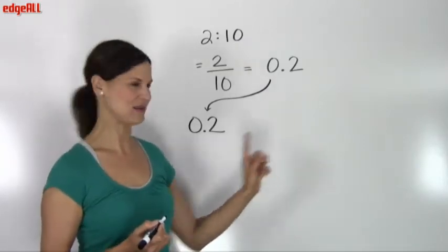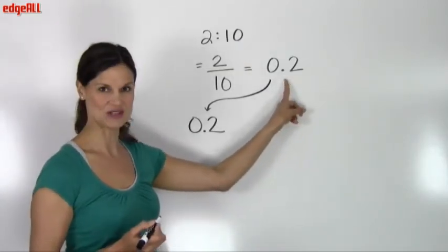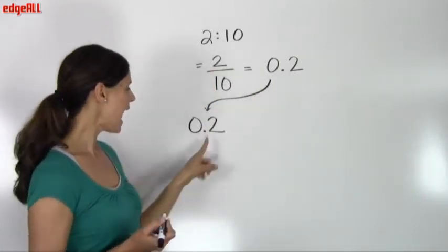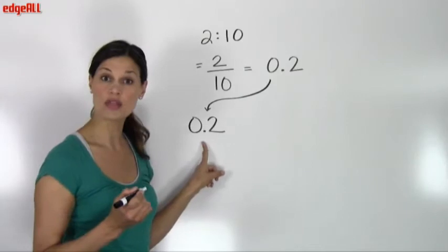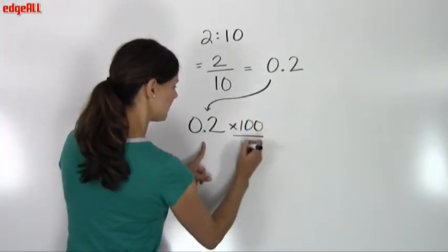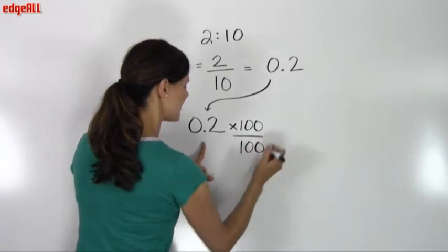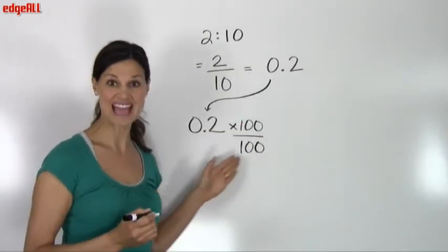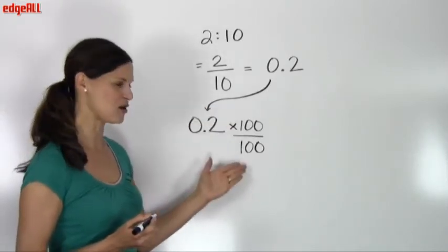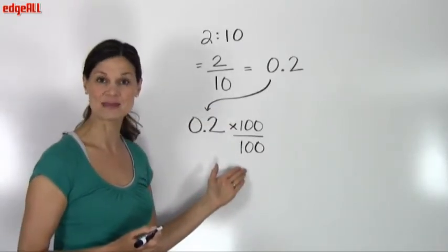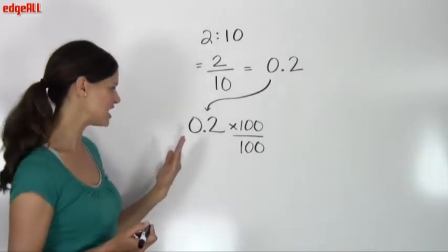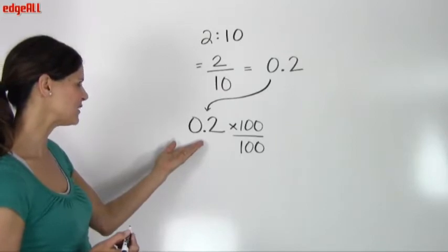One way that we can do it is to take our 0.2, which is our 2 to 10 ratio, or 2 over 10, 0.2, and multiply by 100 and divide by 100, or I could say multiply by 100 over 100, which is the same as multiplying by 1. So it doesn't change the value, it changes the form of how I have this written.